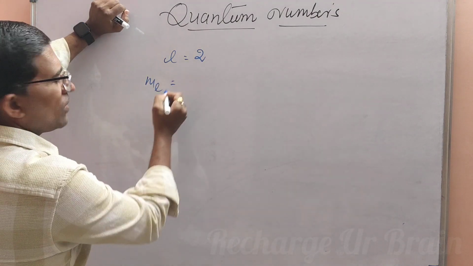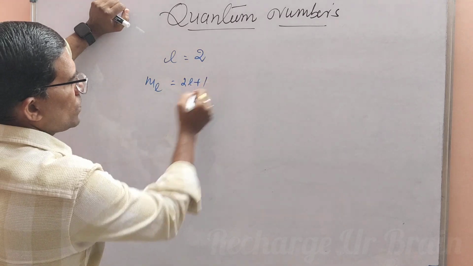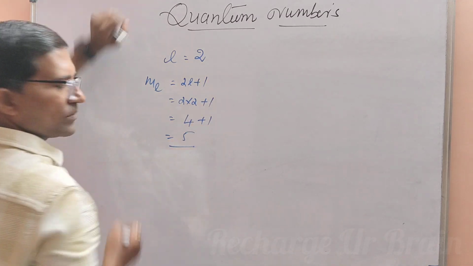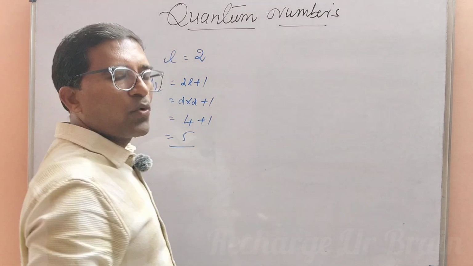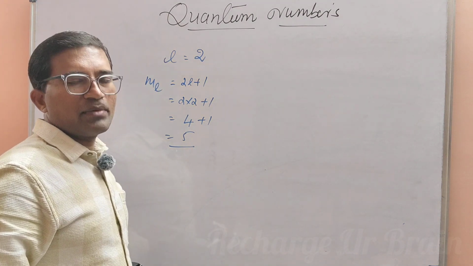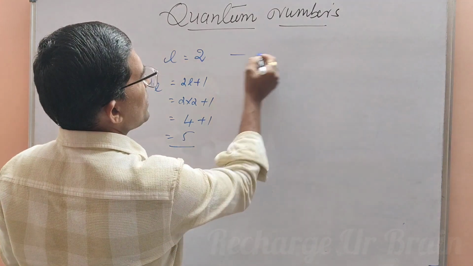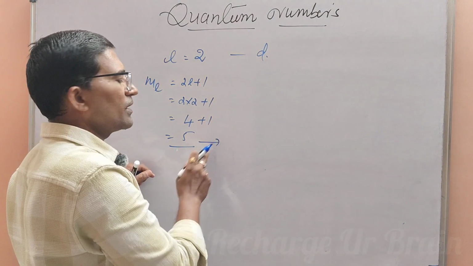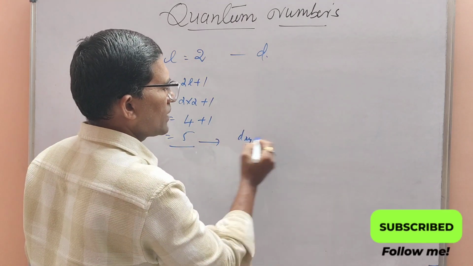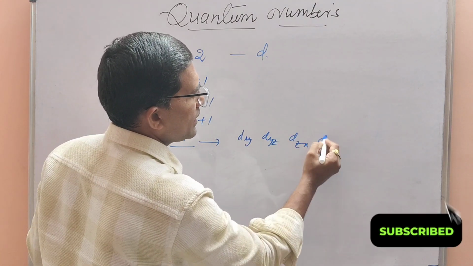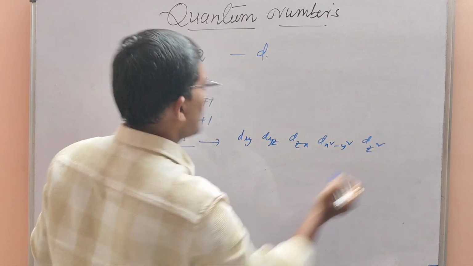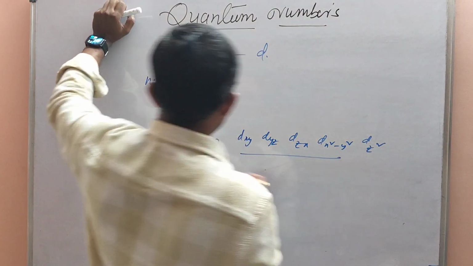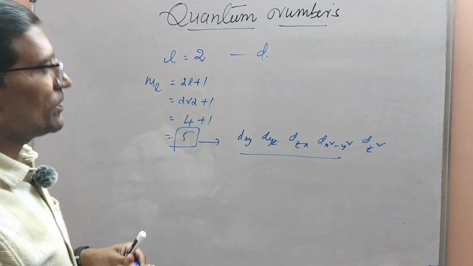If I substitute that in the formula, 2l plus 1, it becomes 2 into 2 plus 1, 4 plus 1, how much? 5. So there is a possibility of 5 orientations of the d atomic orbitals. We know that l = 2 means the d subshell, and 5 orientations are possible for the d subshell, that is the d orbitals. They are dxy, dyz, dzx, dx square minus y square, and dz square. How these values come, I will explain that also.